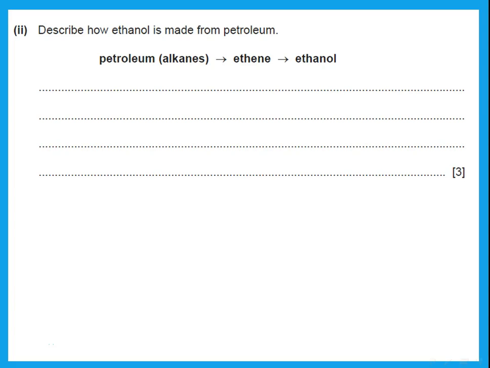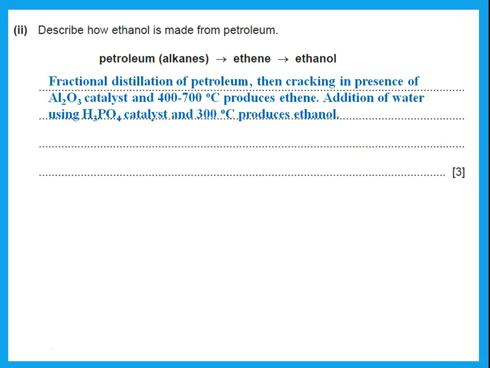Okay? Describe how ethanol is made from petroleum. Remember that we said petroleum is the raw material for all organic compounds. So if I'm starting with petroleum, how do I end up with ethanol? You should remember that with petroleum, we do fractional distillation. What comes out from the petroleum are alkanes. I'm going to do cracking. Cracking, what are the conditions? In presence of aluminum oxide catalyst and 400 to 700 degrees centigrade, this produces ethene.